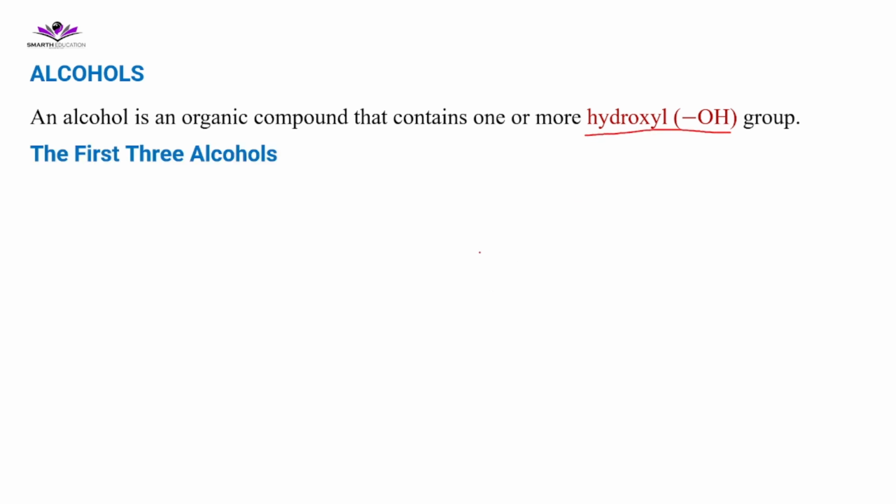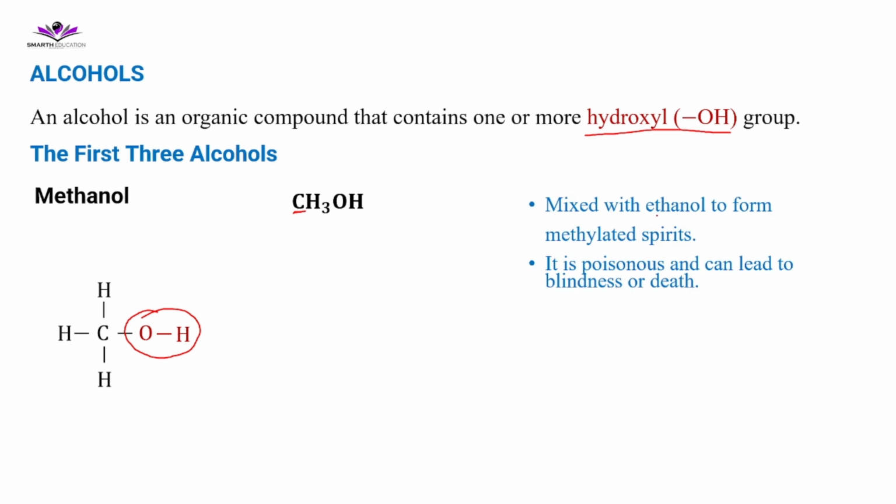The first three alcohols are these ones. We have methanol. Methanol, remember from the prefix meth, meaning that we have one carbon there. So the structural formula of methanol will be like this, where we have one hydrogen replaced by a hydroxyl group. Methanol is mixed with ethanol to form methylated spirit. It is a poisonous alcohol, remember that, and can lead to blindness or death.